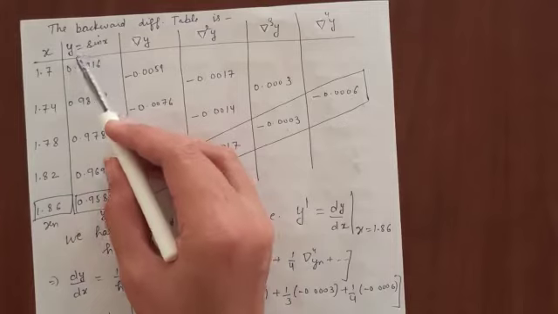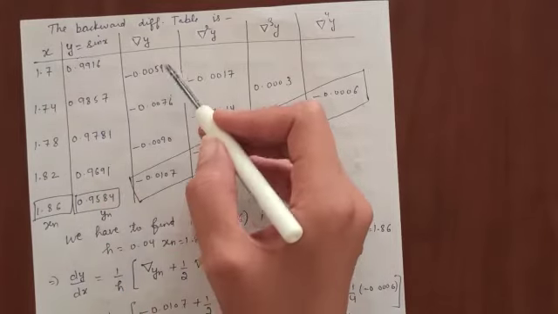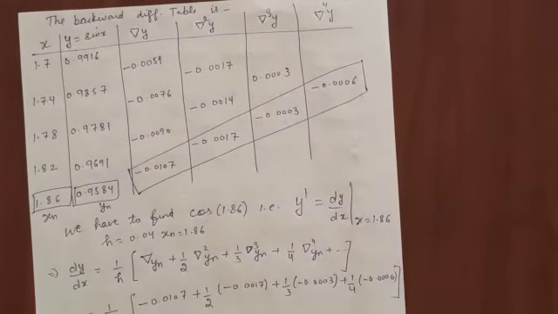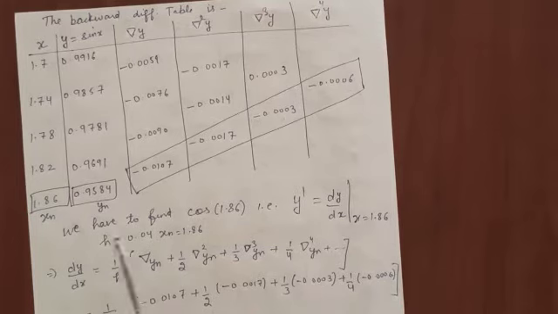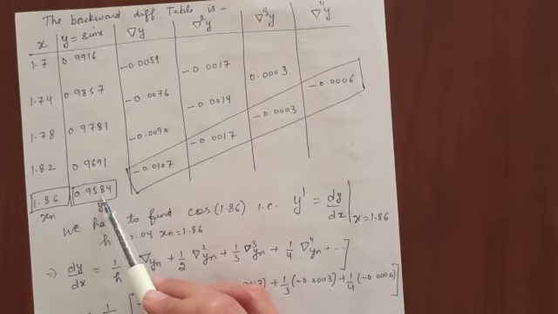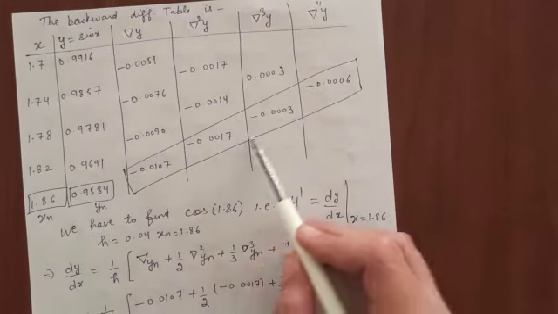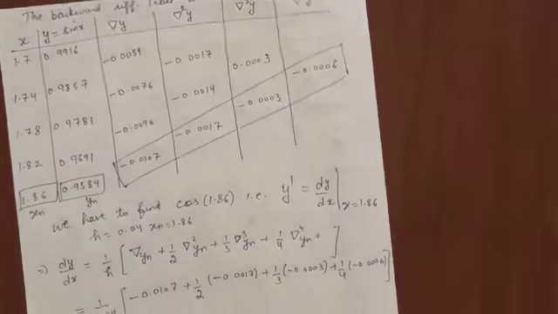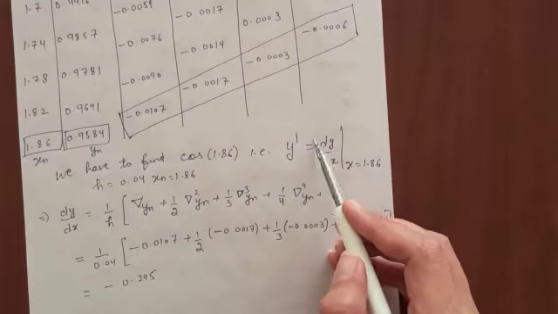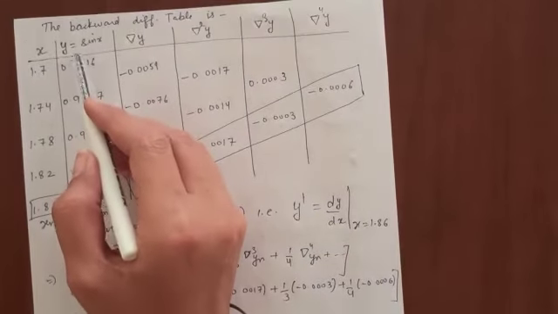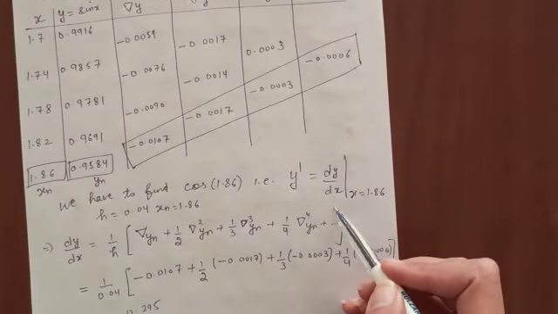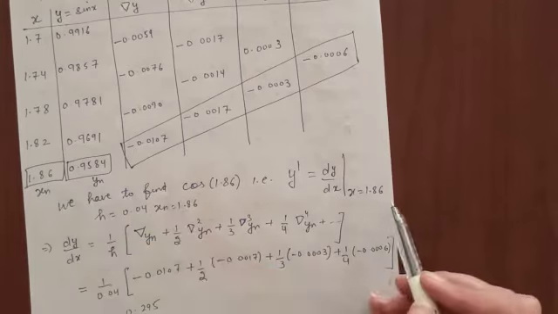This sin x is our value for y, so these are the values for y and all the differences. Now in the case of the backward difference table, this is our value xn, this is the corresponding value yn, and these are the values we take in case of the backward difference formula. So we have to find this cos 1.86, that is y dash, the derivative of y equal to sin x. That is, we have to find the derivative of y at the point x equal to 1.86.